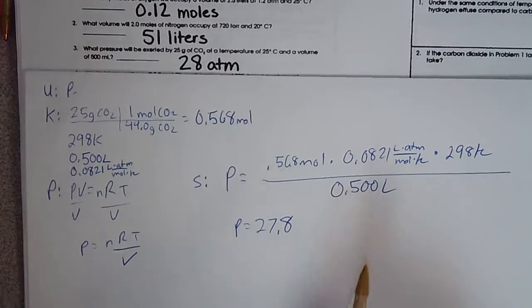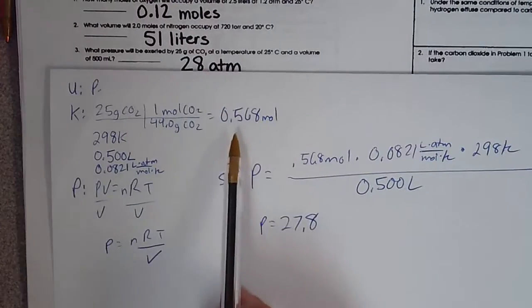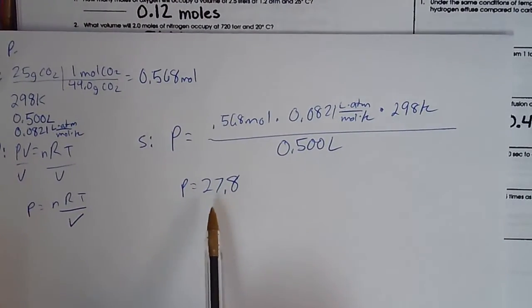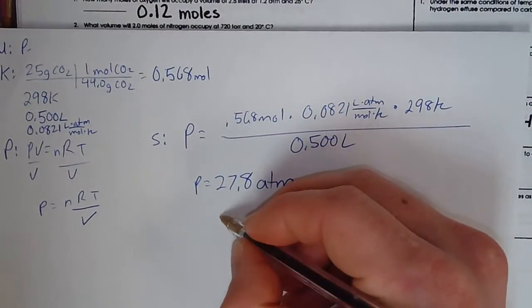which when rounded to two significant figures due to the 25 grams, that only has two significant figures, so the moles has two significant figures, so the pressure should have two significant figures. So the final answer would be 28.